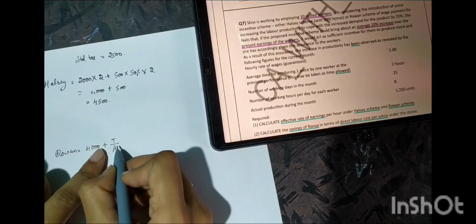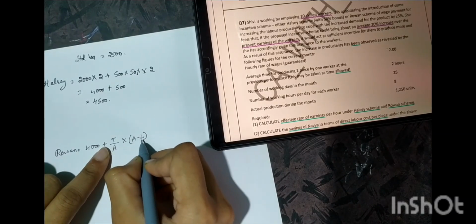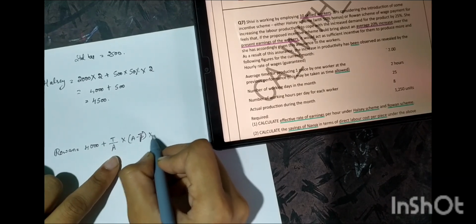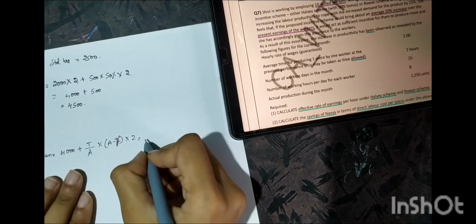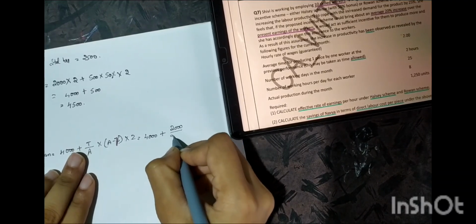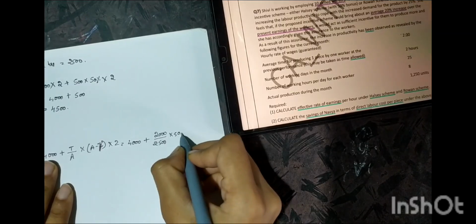Time allowed in the sense is the standard time, for time saved. What is time saved? Time allowed minus the time taken. So time saved into the wage rate per hour. So this is 4000 plus time taken 2000 hours upon the standard time 2500 hours into time saved, which is 500, into 2. So 2000 upon 2500 into 500 into 2 is 800. So this is 4800 under Rowan's scheme.